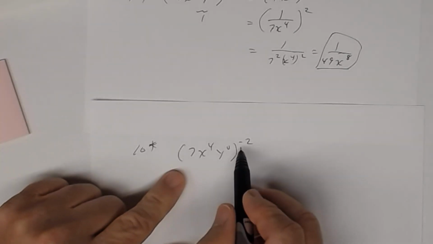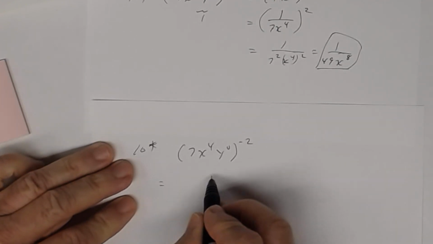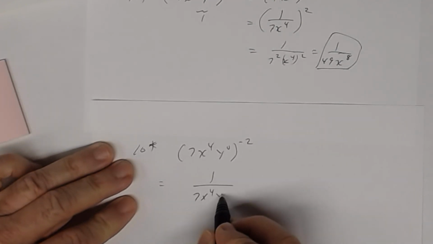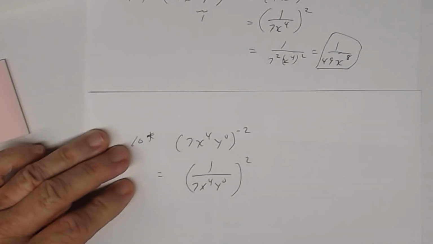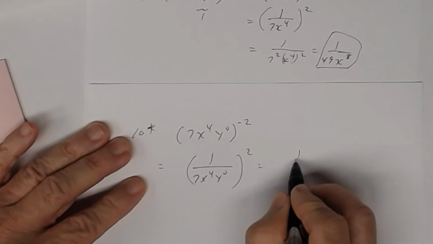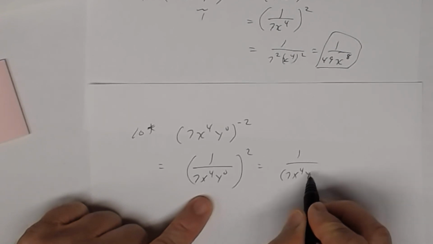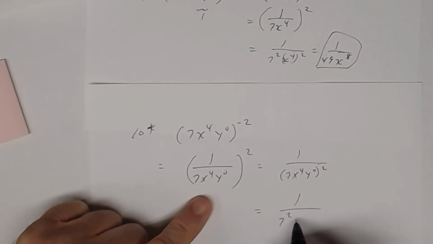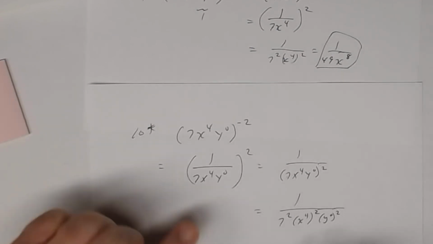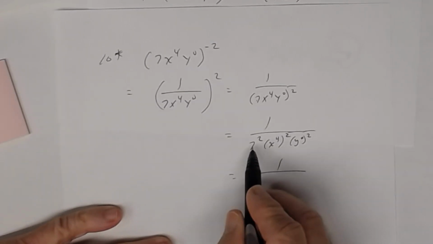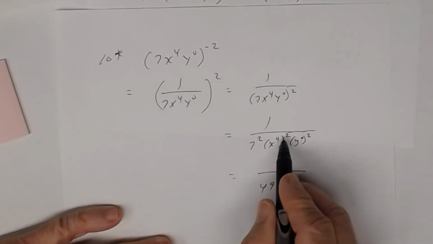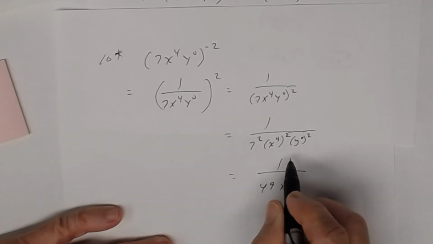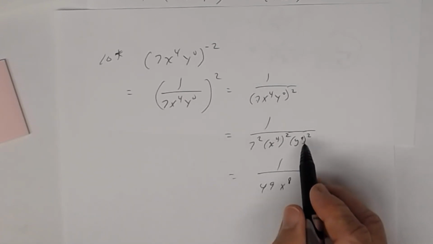So you can think of it as, well, I'm going to go ahead and make this exponent positive by taking the reciprocal of that base, just like this. And then all this is being raised to the positive second power. And then 1 to the second power is 1. And in the denominator, you have this, right? And so you're going to say 7 squared, x to the 4th squared, and then y to the 0 squared. Well, so this becomes 1 divided by 7 squared, which is 49. X to the 4th squared, 4 times 2 is 8, so that's x to the 8 using the power rule. And then 0 times 2 is 0.